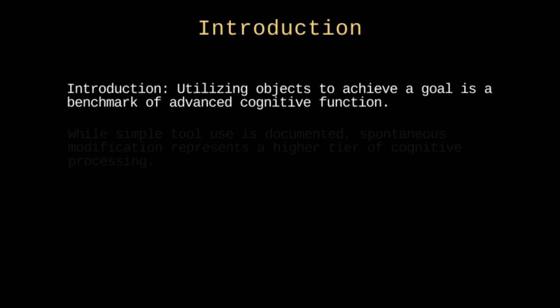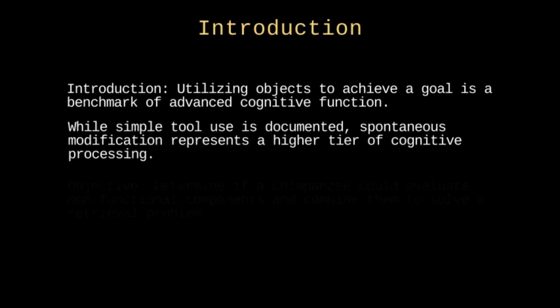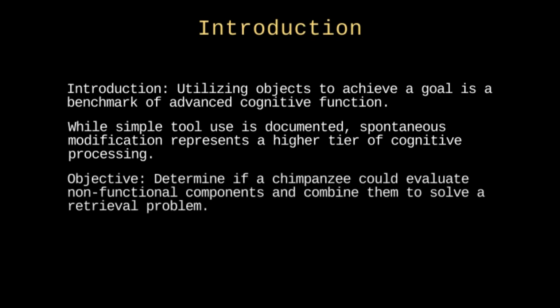While simple tool use is widely documented among wild and captive primate populations, the spontaneous modification and combination of separate elements into a single functional tool represents a significantly higher tier of cognitive processing. This experiment investigates the spatial reasoning and mechanical insight of chimpanzees when confronted with a physical barrier.